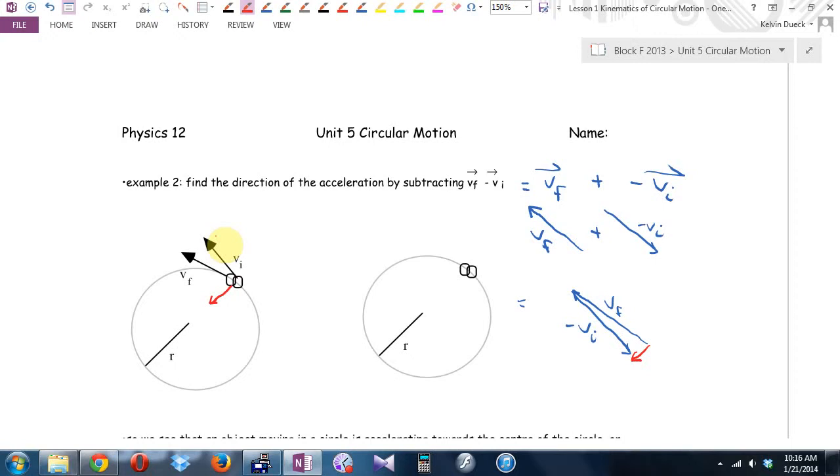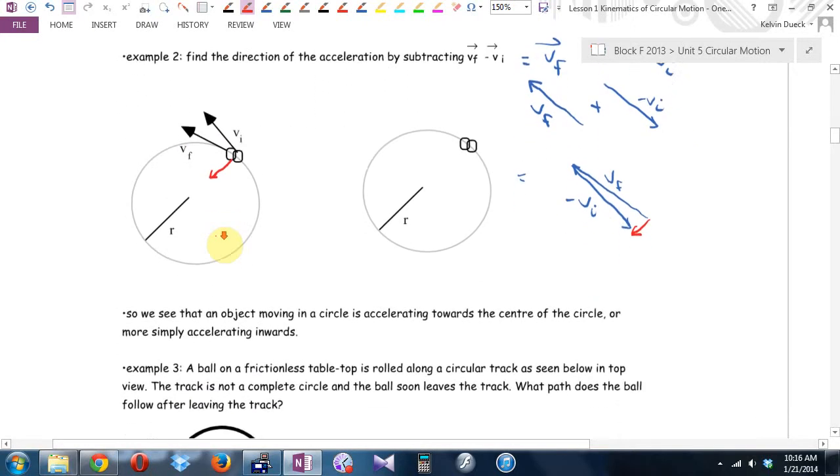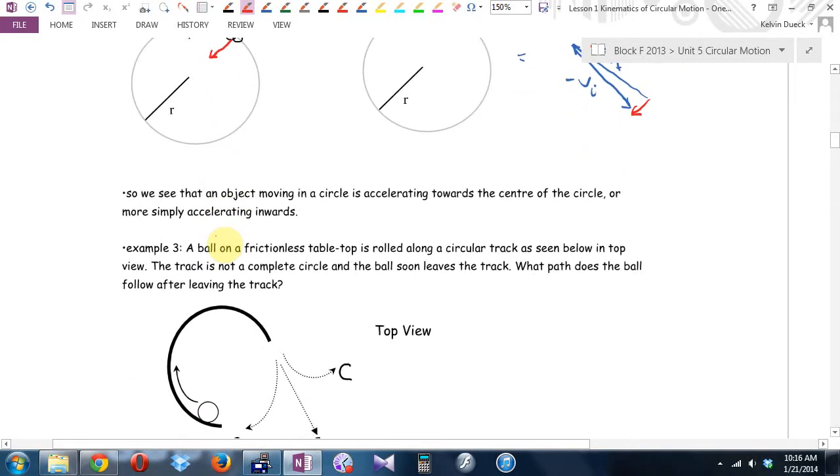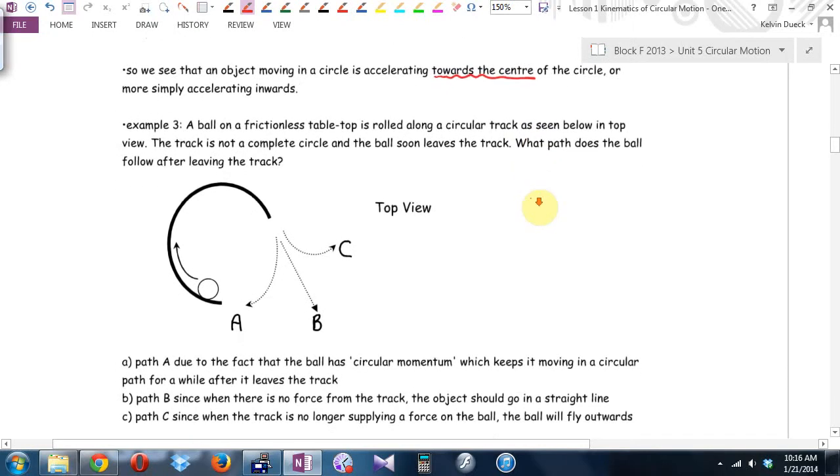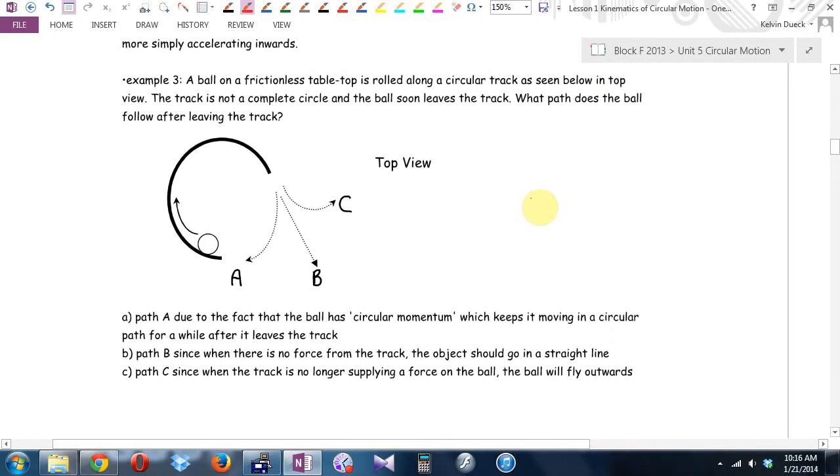So which way must you be accelerating? Inwards. This is going to be the second key point. If you're moving in a circle, I can tell you the direction of the net acceleration. It's inwards. Oh, did I say acceleration? I can also then tell you the direction of the net force. It's inwards because F equals ma. So an object moving in a circle is accelerating towards the center, accelerating inwards.